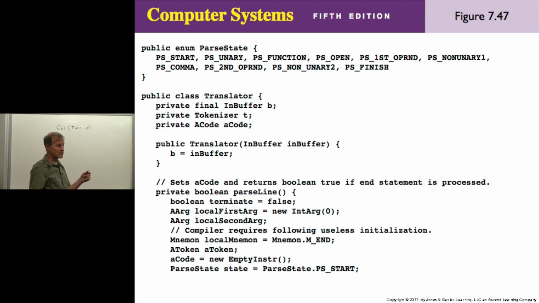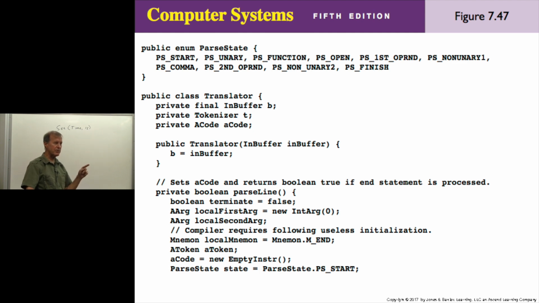Another attribute is this A code, which is our abstract code. Now this code object is going to get created each time as we go through that finite state machine, and then it will be saved in a table, in a code table. All right? And then a public translator, that is the constructor, and it does the usual thing. The attribute gets what gets passed in the parameter list, so b gets in buffer, so there's our buffer set up.